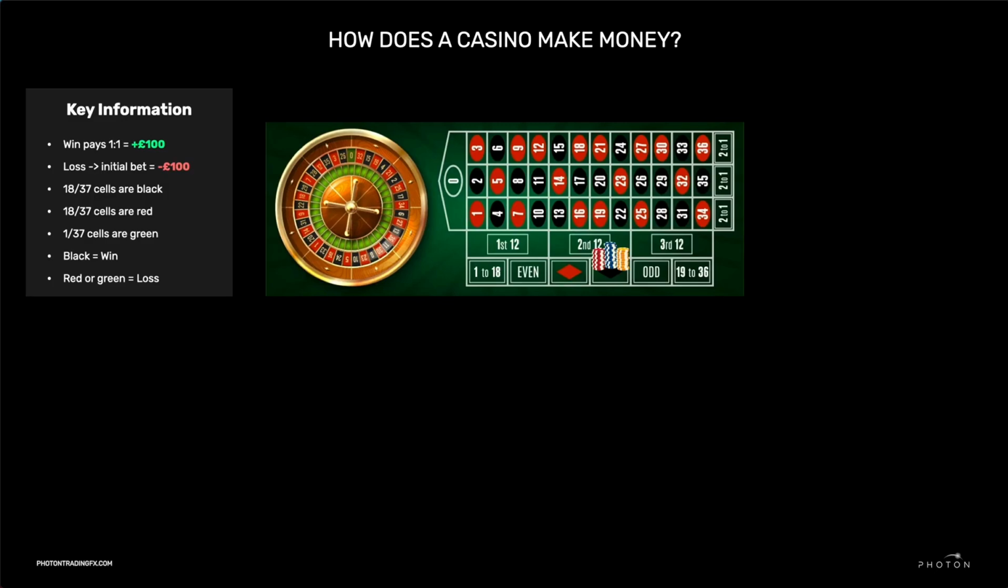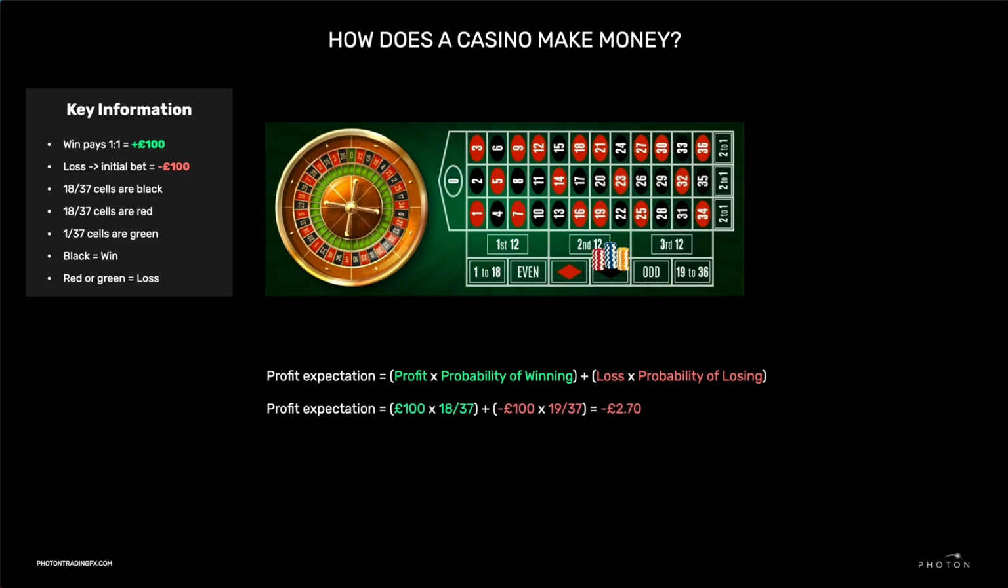So hopefully you remember how to calculate the profit expectancy. Remember, the profit expectancy is the profit that you can make if you win, multiplied by the probability of you winning, which you then add to the amount that you can lose, multiplied by the probability of that loss occurring. So in this case, that's £100 times 18 over 37, because there are 18 black numbers out of a total 37 numbers on the wheel. And then we add our minus £100 loss times 19 over 37. Because remember, there are 18 red numbers and that one green number, which both mean we'll lose. So this is equal in total to minus £2.70.